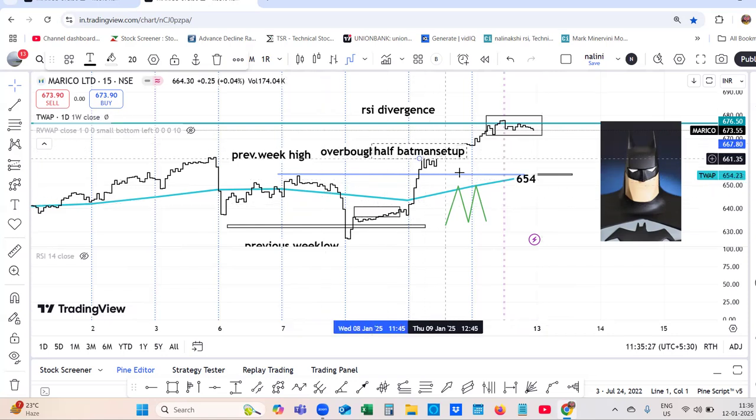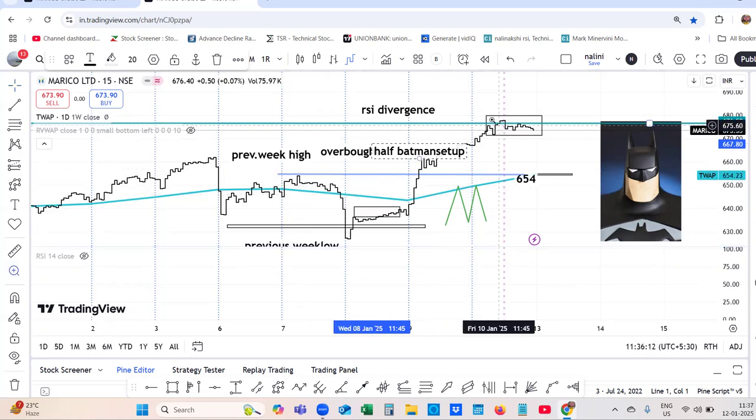This is how you can plan for your targets, and already the stock is selected based on the setups, powerful setups, and RSI reading, combining with RSI reading, combining with TWAP, combining with rolling VWAP, everything combined, and I am getting a trading setup over here, that is the Batman setup. So I can comfortably, with confidence, plan my trade.